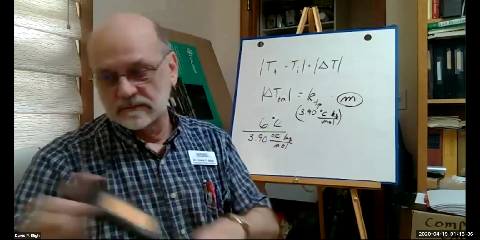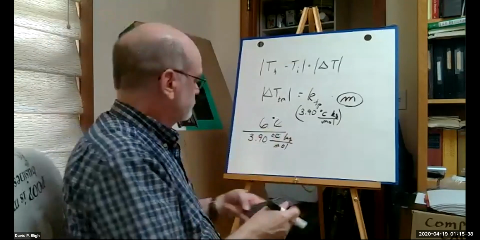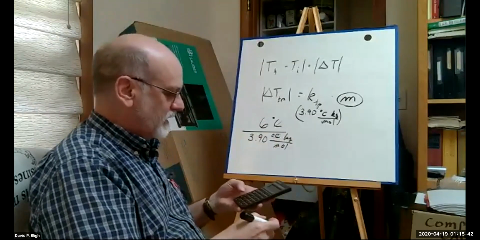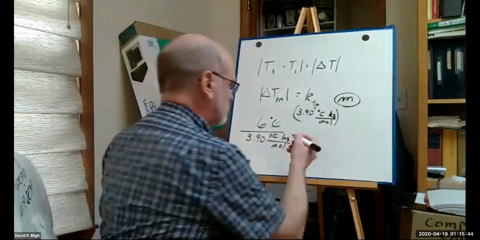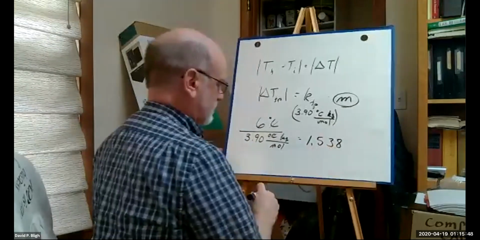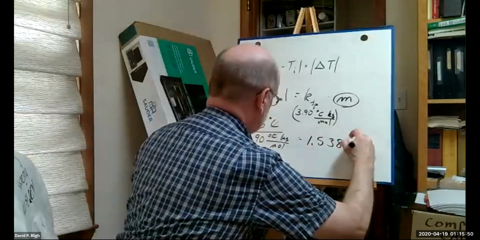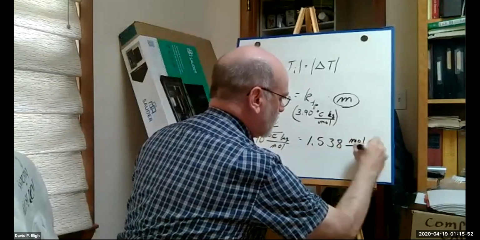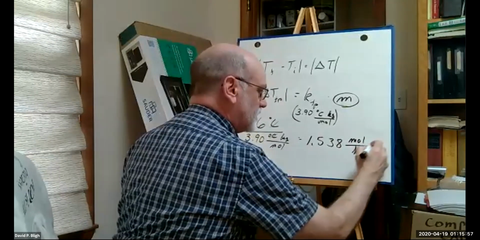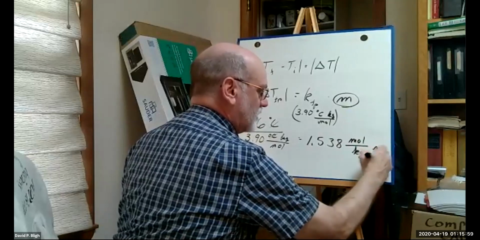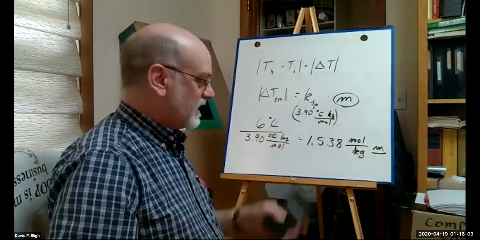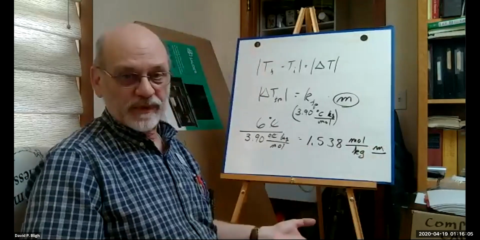Right? Got nothing but time. So 6 enter and 3.9 divide is 1.538. 1.538 moles per kilogram, which is equal to molality, right? So there's molality. All right, how does that help us?